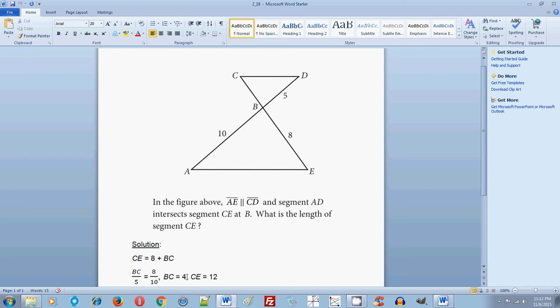So now that we found BC, we can easily find CE, which is the required result from the problem. So CE is equal to 8 plus BC, which is 4. So 8 plus 4 is equal to 12.